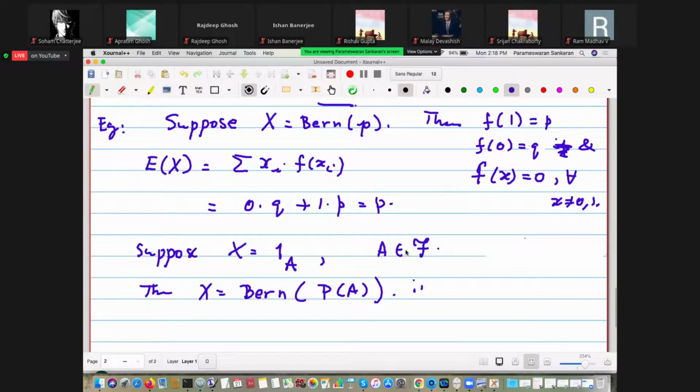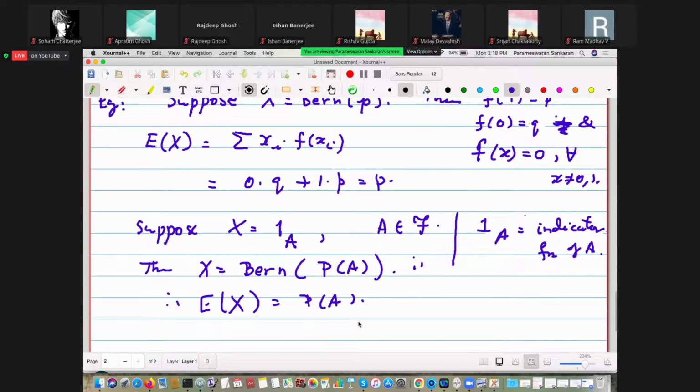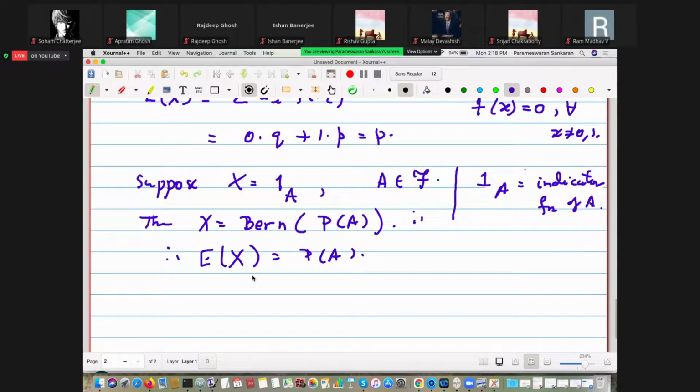Indicator function, characteristic function, they are all similar to the indicator function. Therefore the expectation of x is equal to the probability of A. Just here you see, if the parameter was p, so it is the probability of A.